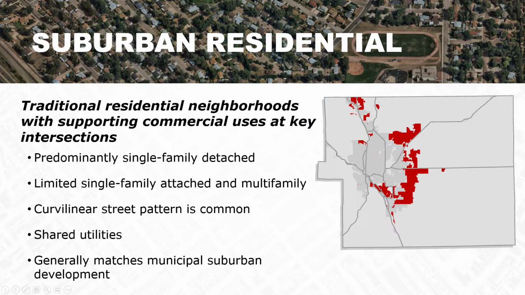Next up is suburban residential. These areas are again beginning to get closer and closer to the developed areas of the county. These areas are traditional residential neighborhoods with supporting commercial uses at key intersections, predominantly single-family detached, but with limited single-family attached and multifamily. So we're beginning to see a slightly higher density of residential in these areas defined in the red. A curvilinear street pattern is very common, with shared utilities running up and down throughout all these developments. These areas generally match the municipal suburban development pattern.